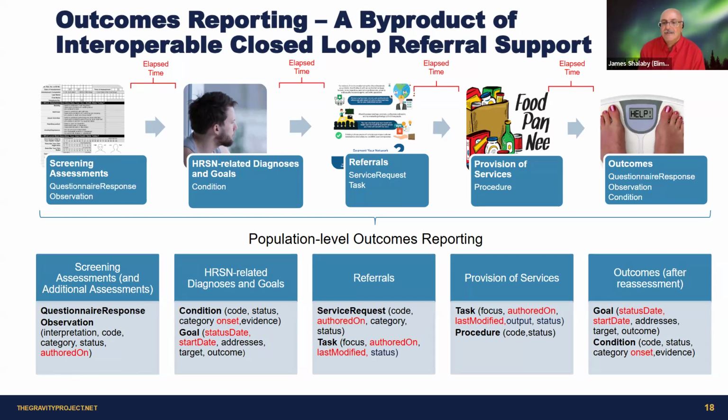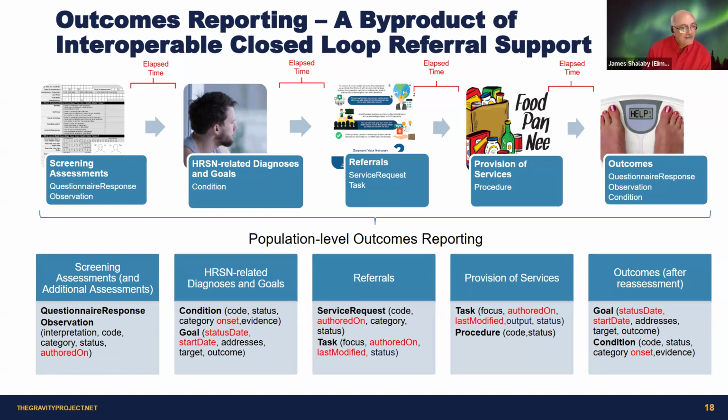So these elements that are FHIR, under each of these activities, are made transparent because of terminology standards and the data elements that are standardized in FHIR, providing that information for a coordination of care. But if you look at the bottom row, that same information now is accessible for population level outcomes reporting.